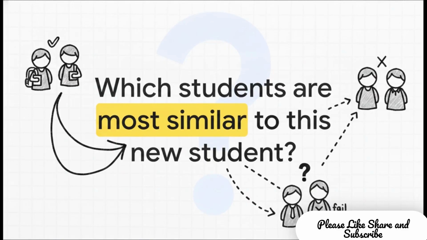So, imagine you're trying to predict if a brand new student is going to pass or fail a course. You already have all this historical data on previous students, right? You know their study hours, their attendance records, and their final grades. Now, instead of building some massively complex mathematical equation to make this prediction, what if we just ask a super simple question? Which previous students are most similar to this new one? Because if the majority of those similar students passed, it's a pretty safe bet our new student is going to pass too. That incredibly intuitive idea is the absolute bedrock of the k-nearest neighbor algorithm.